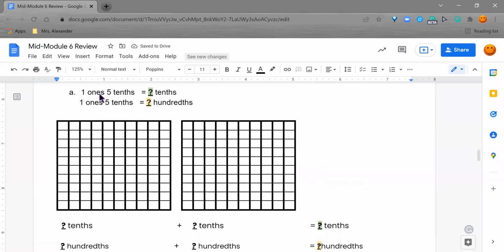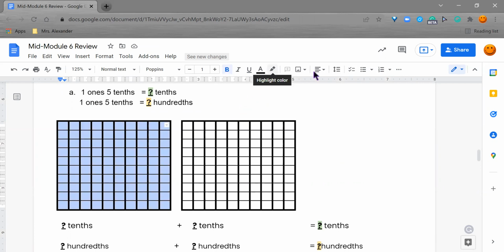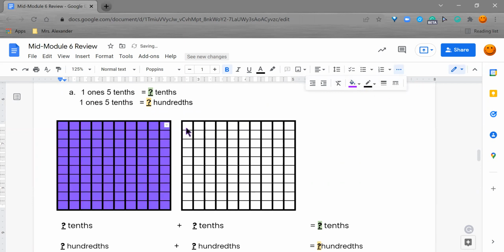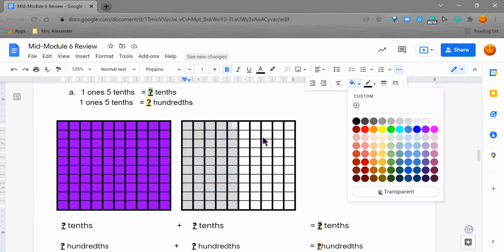So it says we have 1 ones and 5 tenths. So we know 1 ones. We've got to go to our paint box, and we know ones is purple, and then 5 tenths. So I know I need full sticks. 1, 2, 3, 4, 5. So now that I did that, I'm going to go ahead and quick highlight, because that's what we have.